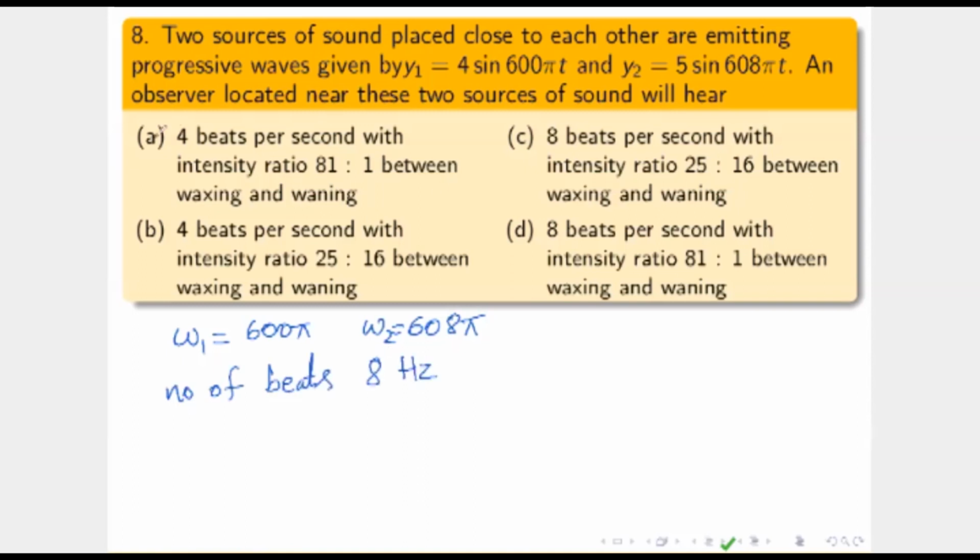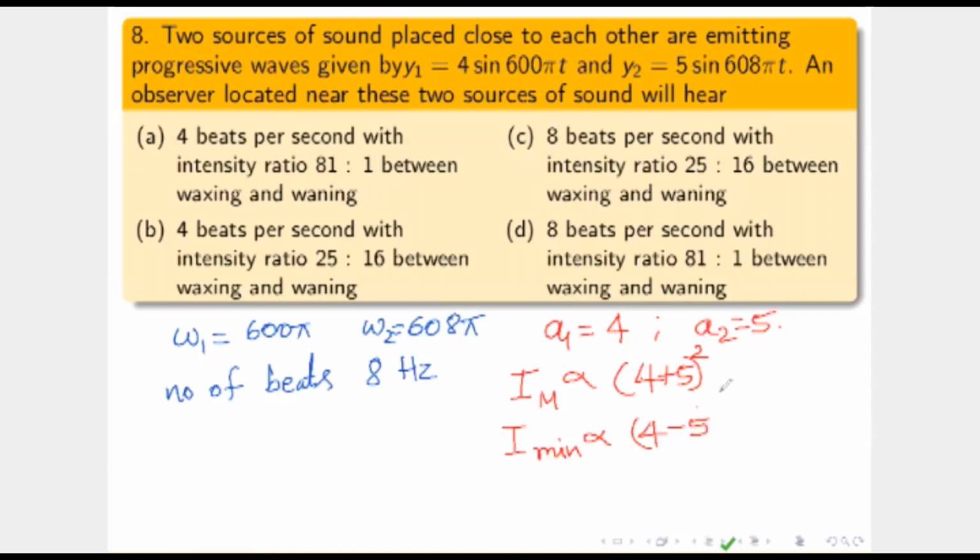So you can rule out options A and B, as the beats are given to be 4. So 8 beats are observed in this case. The amplitude of the first wave is 4 and the second wave is 5. So maximum intensity I max is proportional to the square of the sum of these two amplitudes, so 4 plus 5 whole squared. Whereas minimum intensity I minimum is proportional to the difference between these two amplitudes, squared.